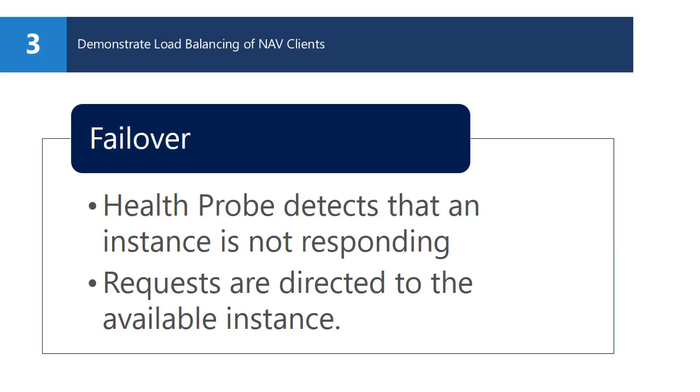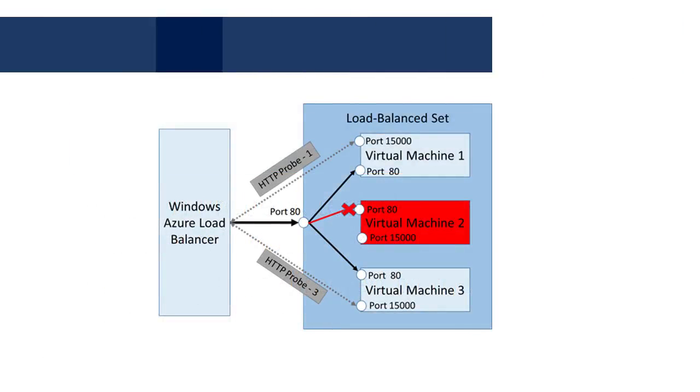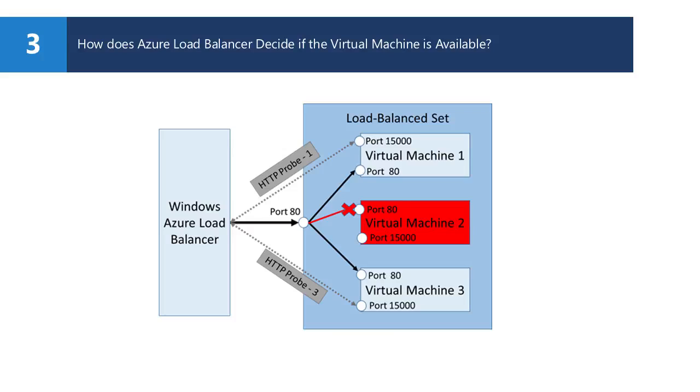So failover works because the health probe is always polling to see if the machines are available, and if it detects that a machine is not responding, then it directs traffic to one of the other instances that's available. So here's a diagram just showing how that works simply. Showing here that if one of the machines has failed to respond, it starts directing traffic to other machines. So that's basically how the availability part of the load balancer works.